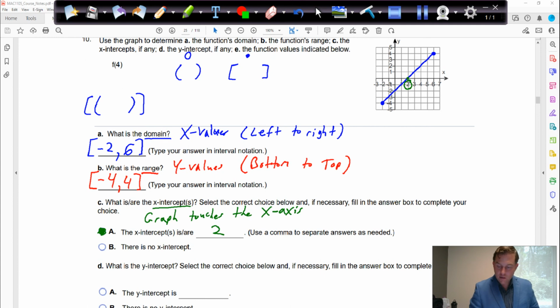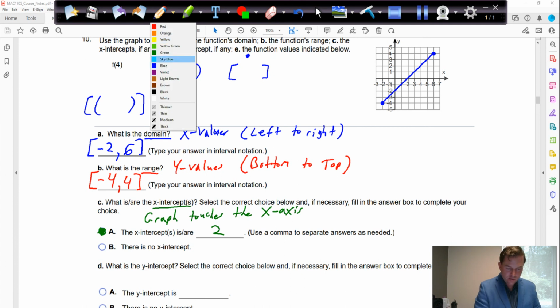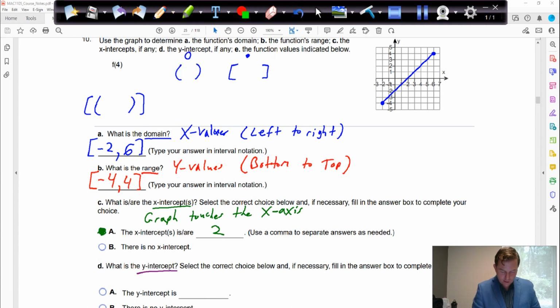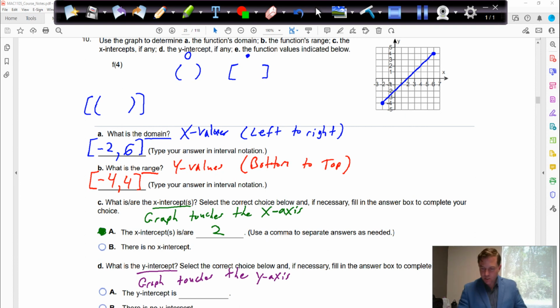Okay, the y-intercept is the next question. The y-intercept is where the graph touches the y-axis. And so we scan up and down on the y-axis, and we say, okay, where does it touch? There. There's where it touches the y-axis, and we record the y value for that, and it's minus 2.